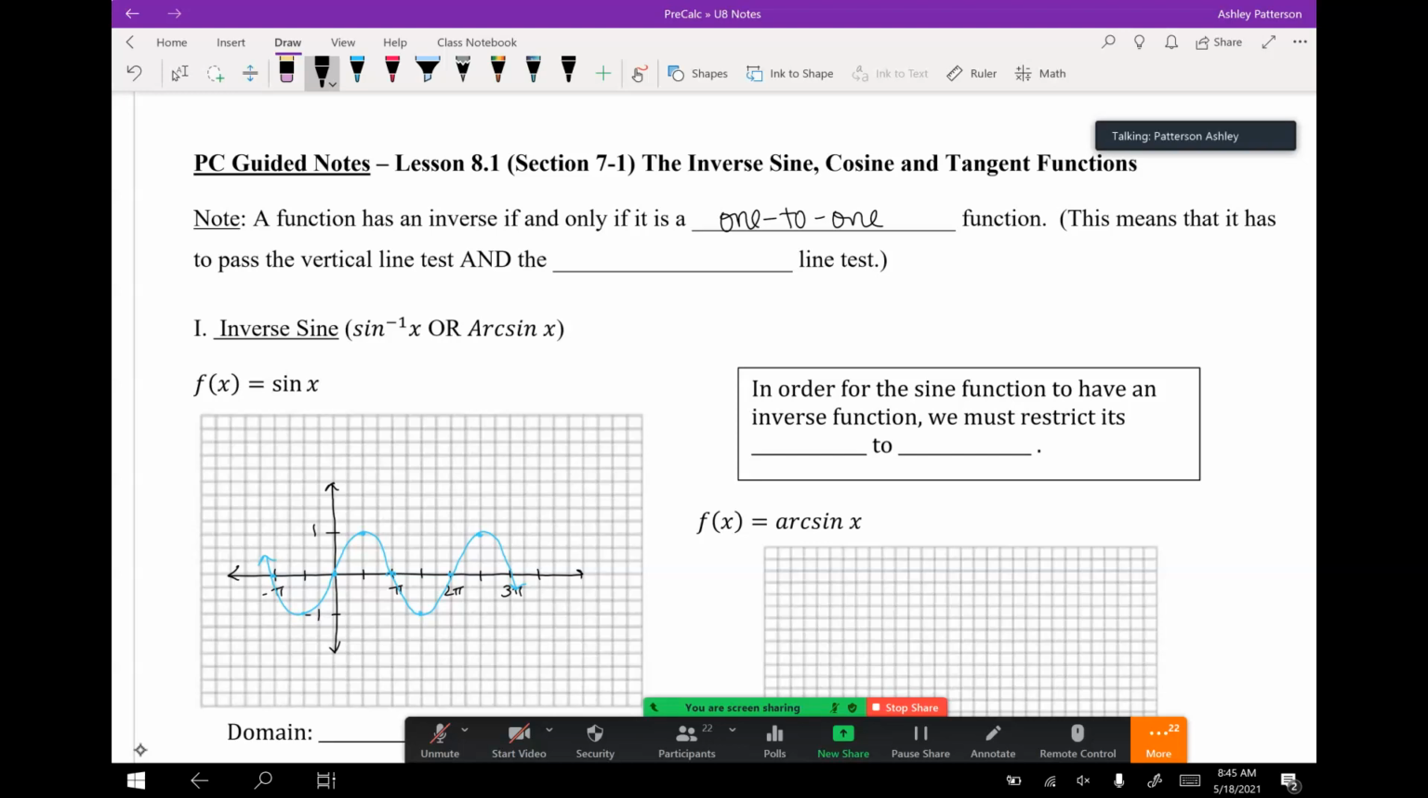It has to be, and it actually should be, a function has an inverse function. Add that word in there for me, please. If and only if it's one-to-one. Now, what does that mean? Well, to be one-to-one, you pass not only the vertical line test, but you also pass the horizontal line test as well.